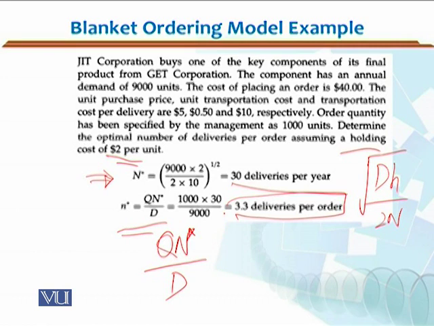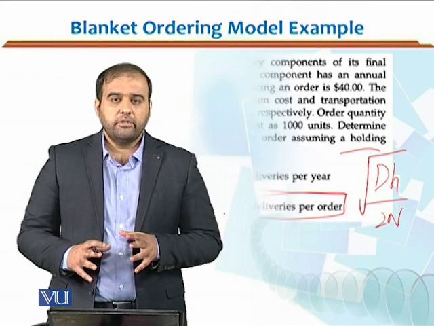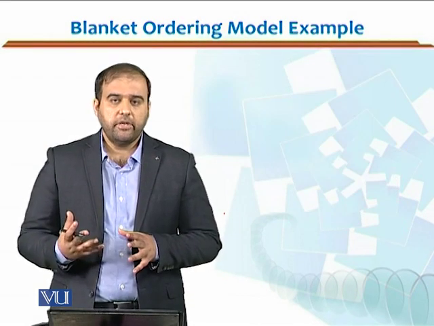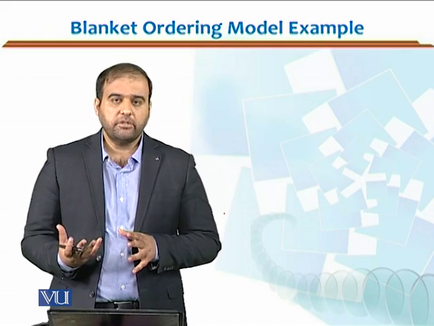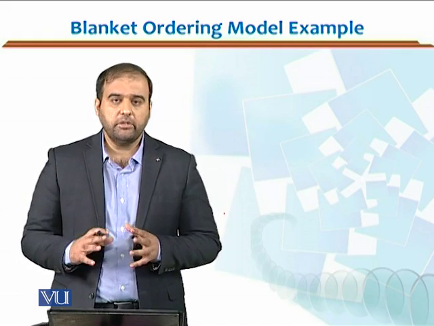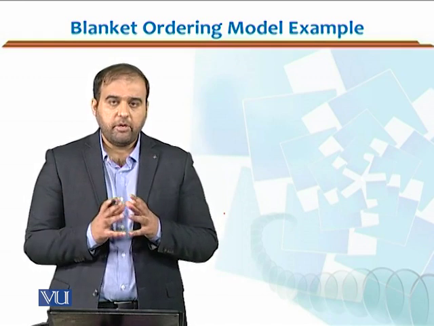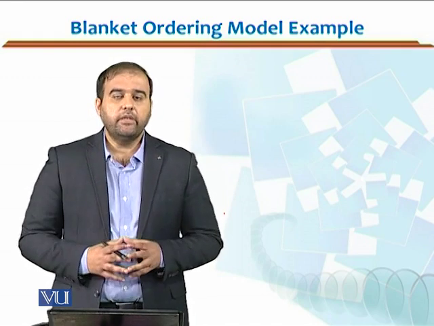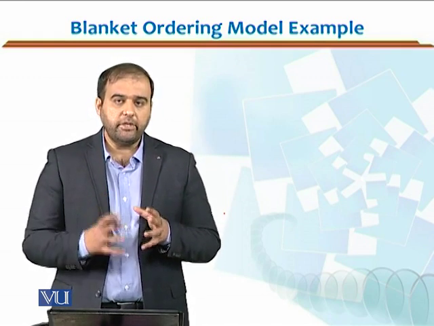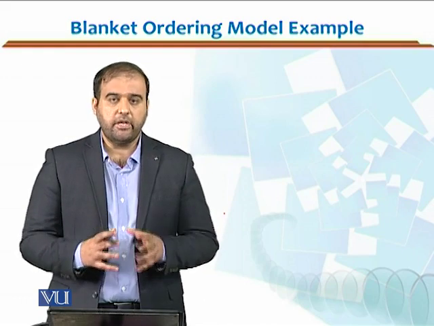So it would actually suffice the management decision. 3 deliveries per order, 30 deliveries per year means you would have a higher transportation cost, but it would be in a balance with your carrying cost. So students, from this example, you can now actually grasp the concept of blanket ordering model. It's not about ordering the quantity. It's all about managing your deliveries just in time. Thank you.